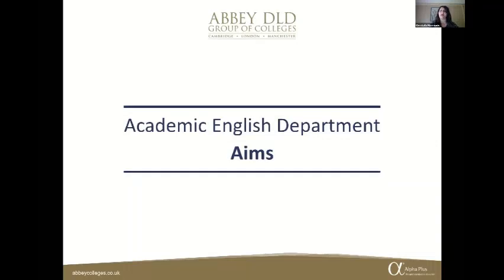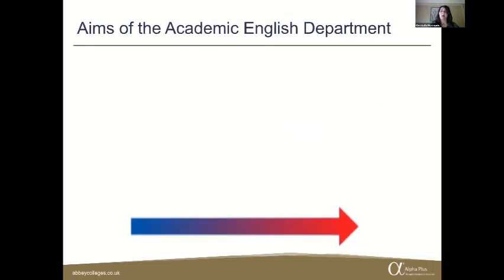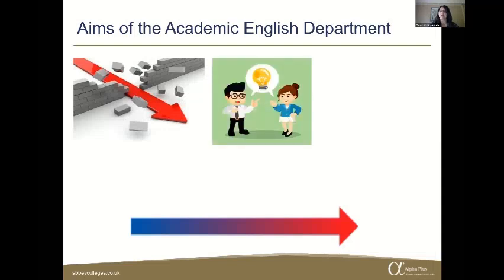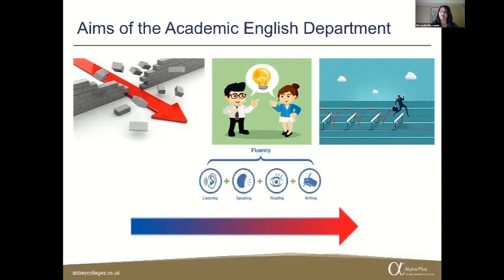What are the aims of the academic English department? Well, in the academic English department, we aim to help students overcome the language barrier, to develop their communication skills, which in turn increases their confidence, and we aim to facilitate their learning in their other subjects. This is achieved through the development of the 4 language skills of listening, speaking, reading, and writing. Our ultimate aim is to help students progress from this stage in their studies to this one. I'm not sure if you can see this one. This is a graduate.